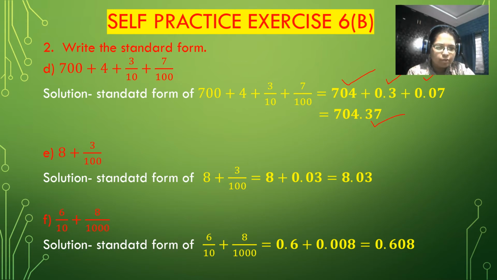Standard form of 8 plus 3 divided by 100 is 8 plus 0.03 equal to 8.03. F. 6 divided by 10 plus 8 divided by 1000. Standard form: 6 divided by 10 is 0.6 and 8 divided by 1000 is 0.008. So 0.6 plus 0.008 is 0.608.